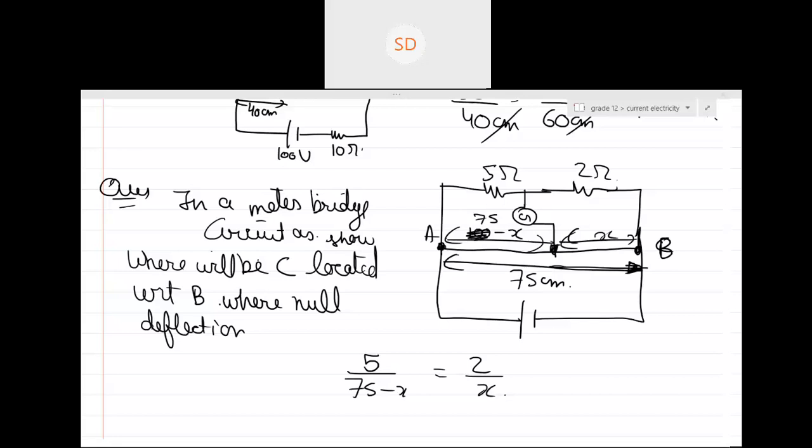Guys, are you done? Can we take it the other way around? 21 point something. It will be 21 point something. 21.4. Okay.